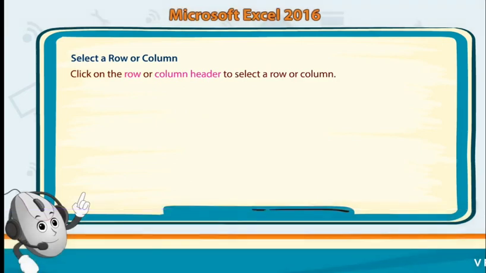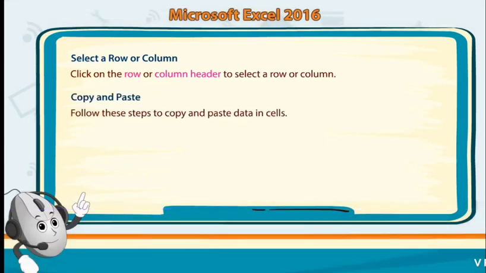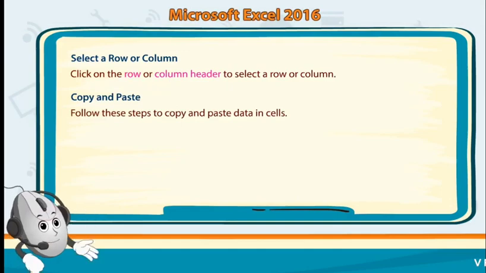If you want to select the row and column, you just click on the header part of the row and column and the row and column will be selected. ठीक है, नेक्स्ट है आपका कॉपी एंड पेस्ट. So what is the step for that? इसके स्टेप्स देख लेते हैं हम लोग क्या क्या होता है.